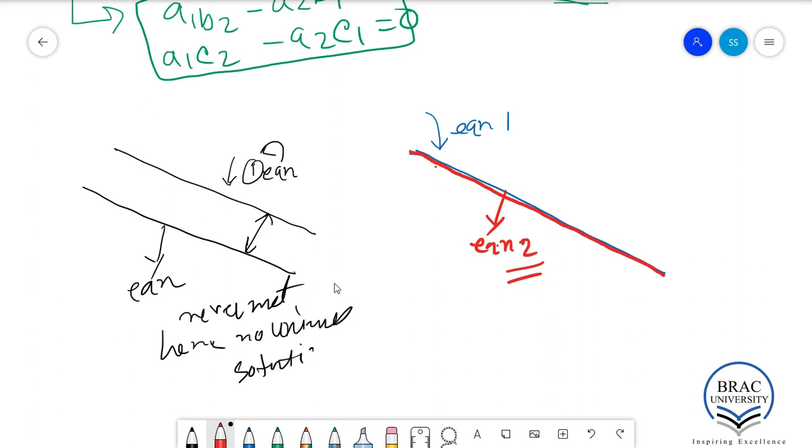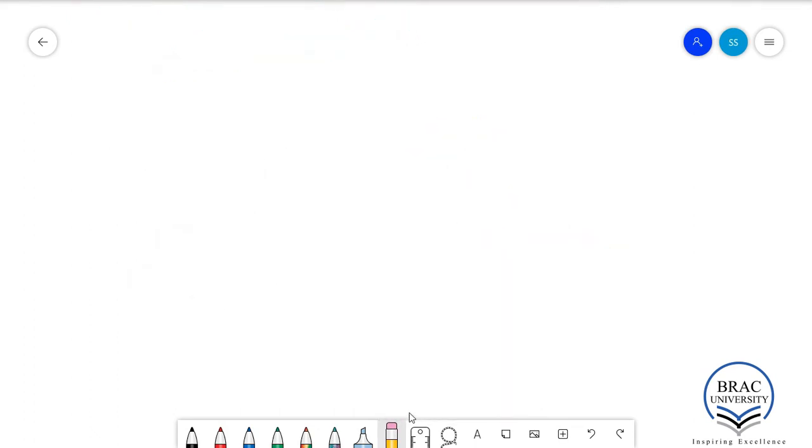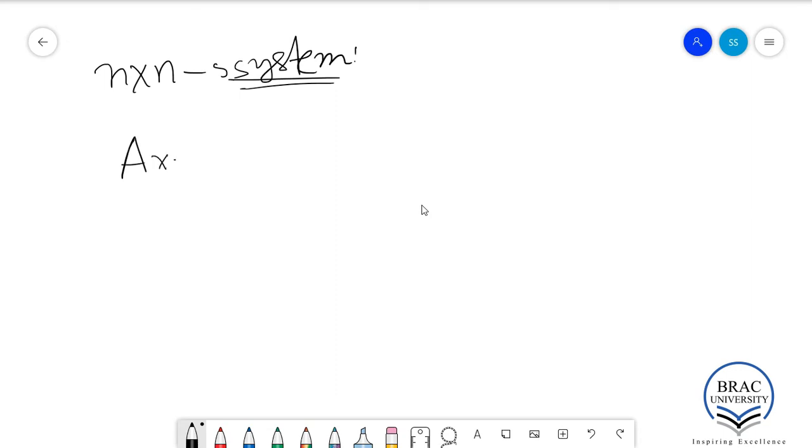Now let's talk about how we can easily solve a system of linear equations. And there are many methods. You can use row reduction formulas, but we won't be focusing on row reductions here. We want to solve for an n cross n system. That is, the number of variables and the number of equations are the same, and in general in matrix form we can write it like this. And the method we are going to use is called Cramer's rule.